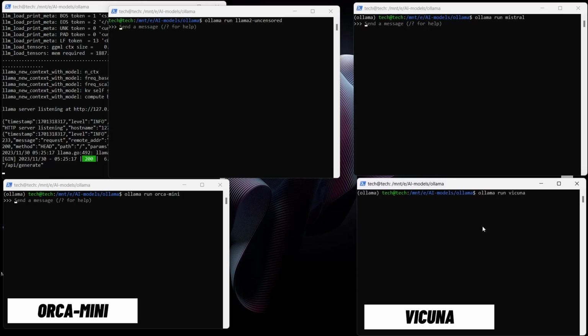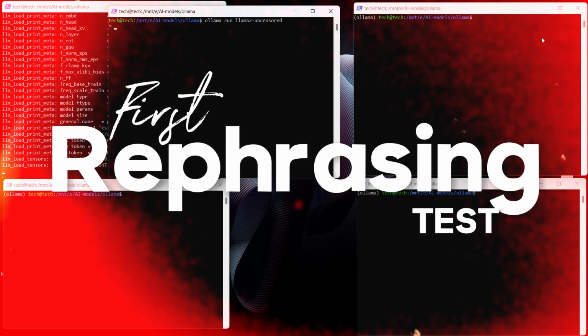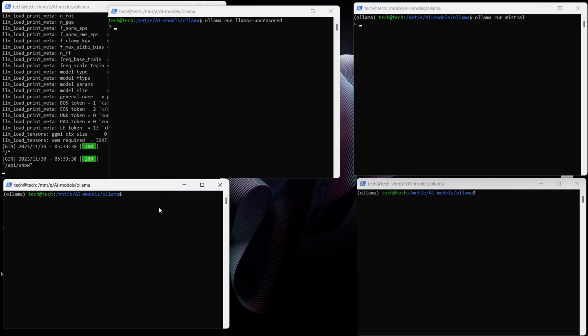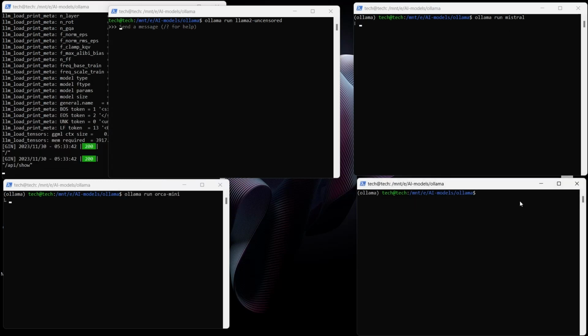Vicuña is almost ready. First test, rephrasing. So we're going to start with the first test. Okay, I just need to run those again. I've done something else in the meantime.